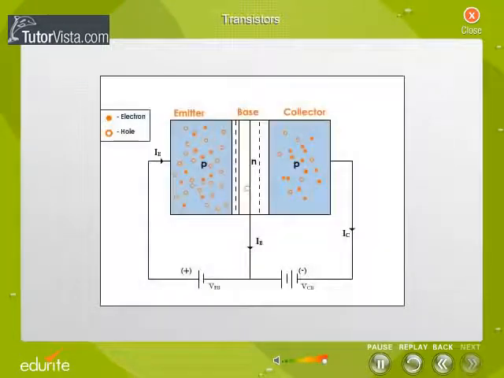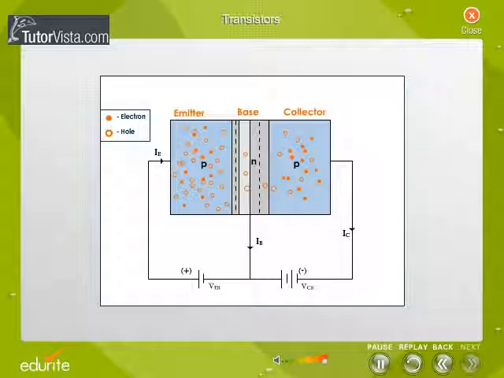When proper voltages are connected to the terminals of the transistor, the charge carriers move across the transistor. For the transistor to behave as an amplifier, the emitter is forward biased, while the collector-base junction is reverse biased. Two depletion layers are formed, one at the emitter-base junction and the other at the collector-base junction.